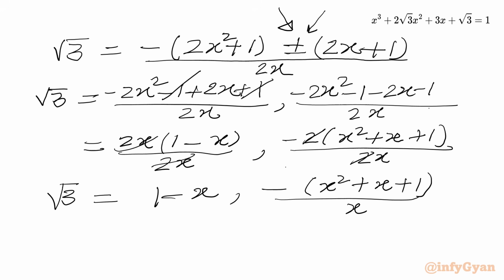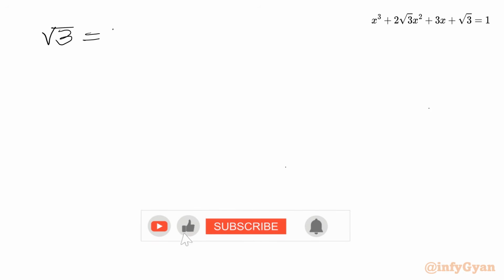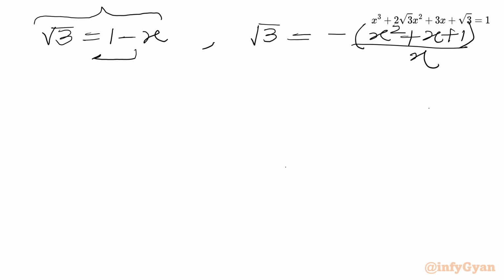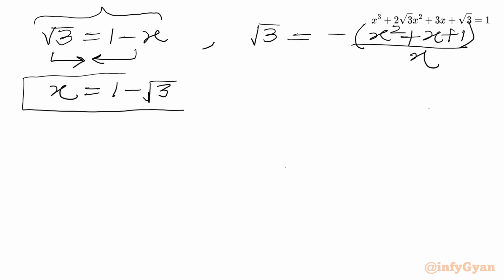Now we have to solve two equations. One is linear, another is quadratic. So let's write both the equations over here. We'll write root 3 equal to 1 minus x, and the second equation would be root 3 equal to minus of x square plus x plus 1 over x. So from our first equation, we'll take this minus x to the LHS, root 3 to the RHS. x would be 1 minus square root 3. So our first real solution is 1 minus square root 3.